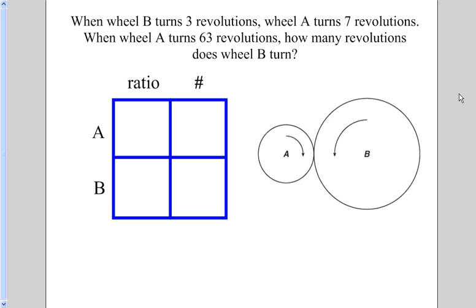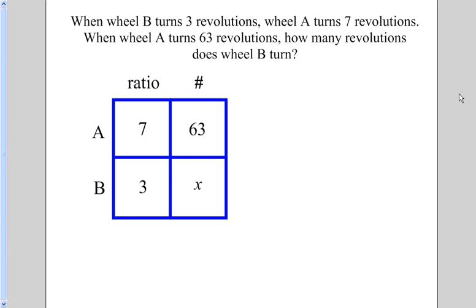The first sentence tells us that wheel B turns 3 revolutions and wheel A turns 7 revolutions. So we'll write down 3 for B and 7 for A. And it tells us that wheel A turns 63 revolutions and then asks us how many wheel B has, and that's our unknown. Setting up the proportion table helps us to organize things.